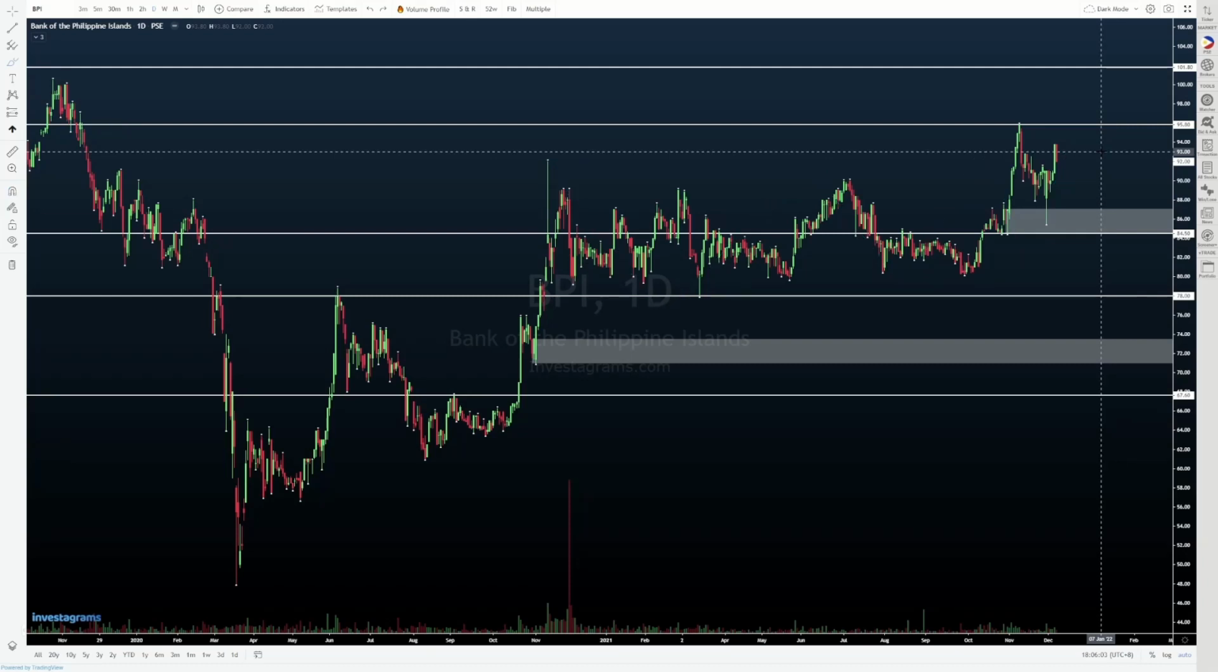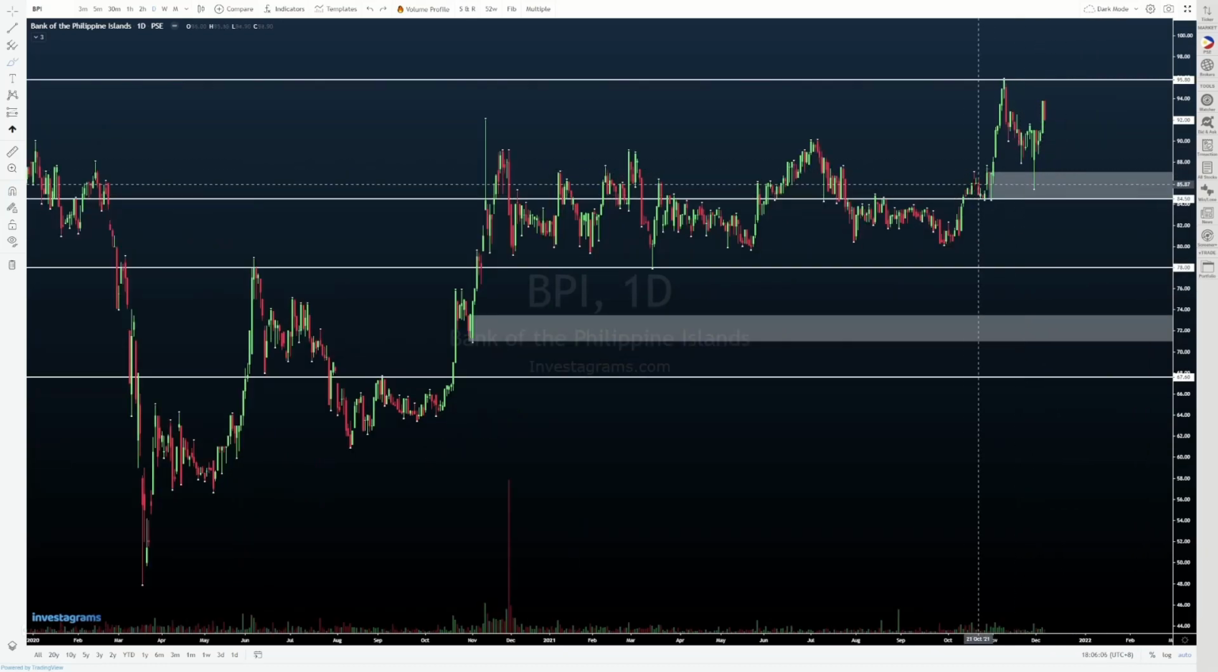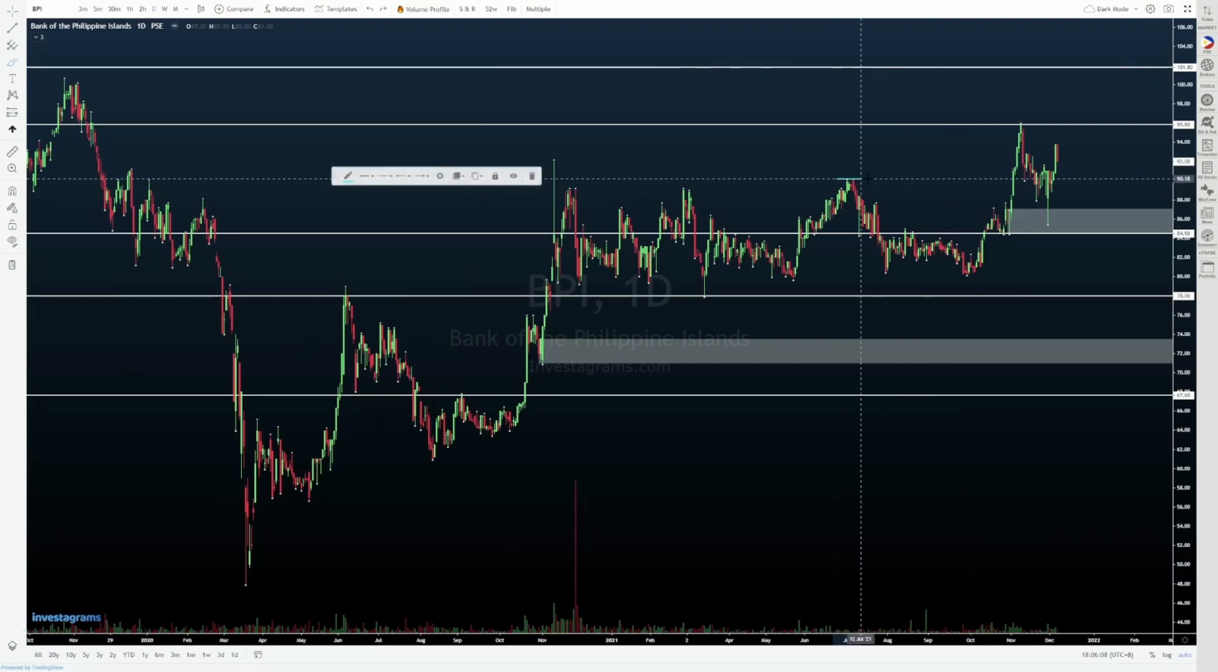Now, let's look at it a bit closer. So ano nga ba nangyari? Dito, we broke out of these range highs, di ba? Broke out, we came back and tested this area kung saan tayo nag-consolidate before.